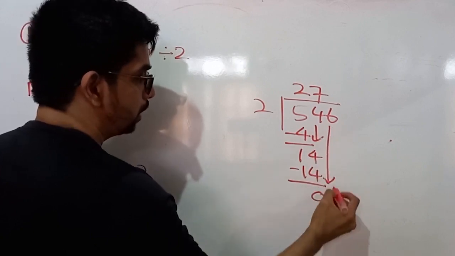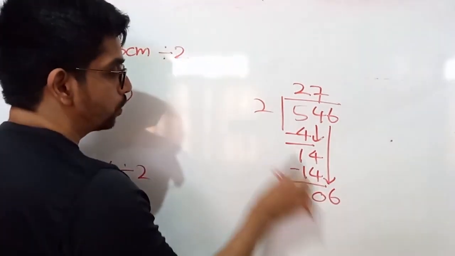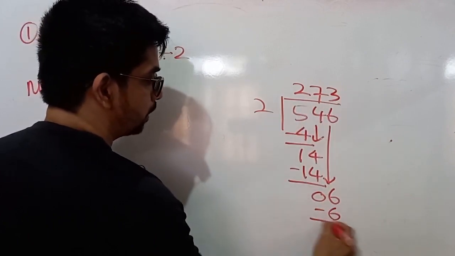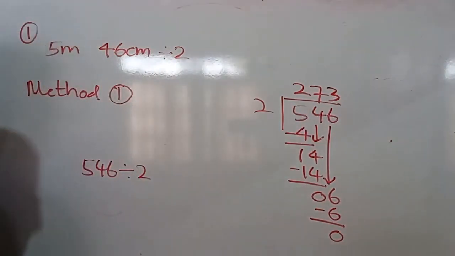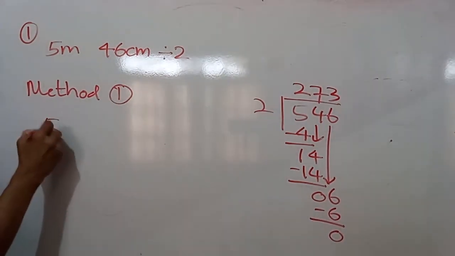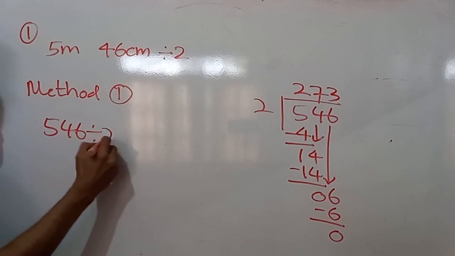Now get this 6. Right? How many 2's are there in 6? 3. 2 times 3 is what? 6. 6 minus 6, we get a 0. Right? So when we divide 546 by 2, we get what?